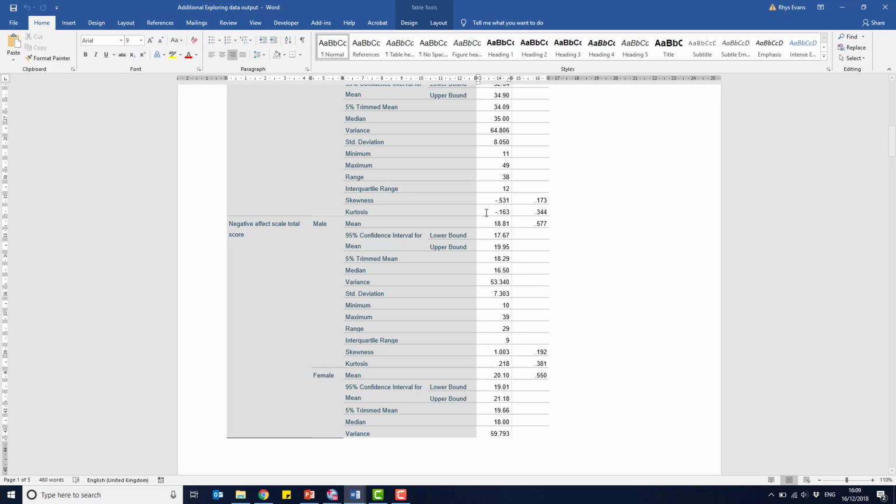So that suggests that actually we may have a slightly flatter distribution than would be expected if it was a normal distribution. So we'll need to have a look at that when we look at our histograms.